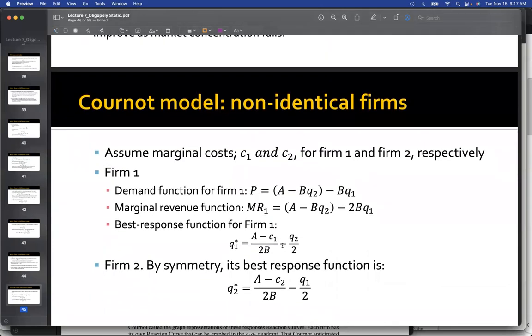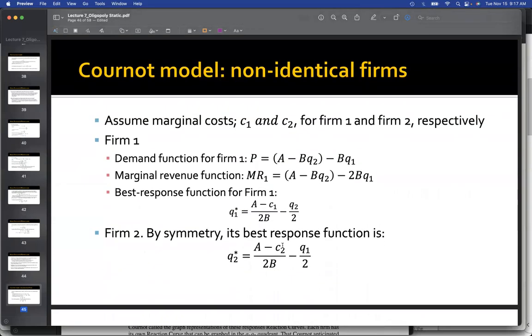Now, what about non-identical firms? Pag non-identical yung firms, then we start again with two-firm example. It can become quite difficult. Not difficult, but cumbersome notationally. So for firm 1 and firm 2, ito ulit yung mga best response functions. But take note that q2's response is now equal to a minus c2 over 2b. Ano to?